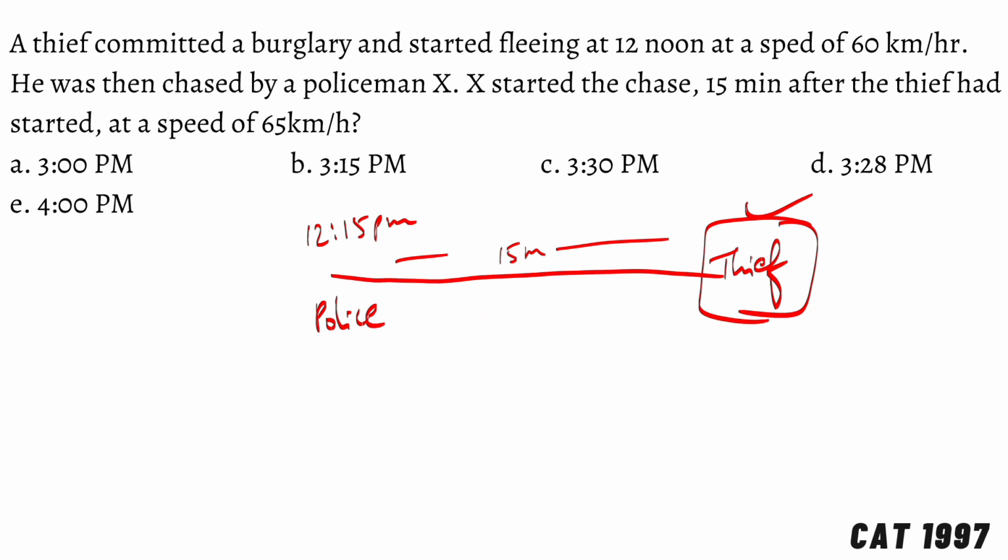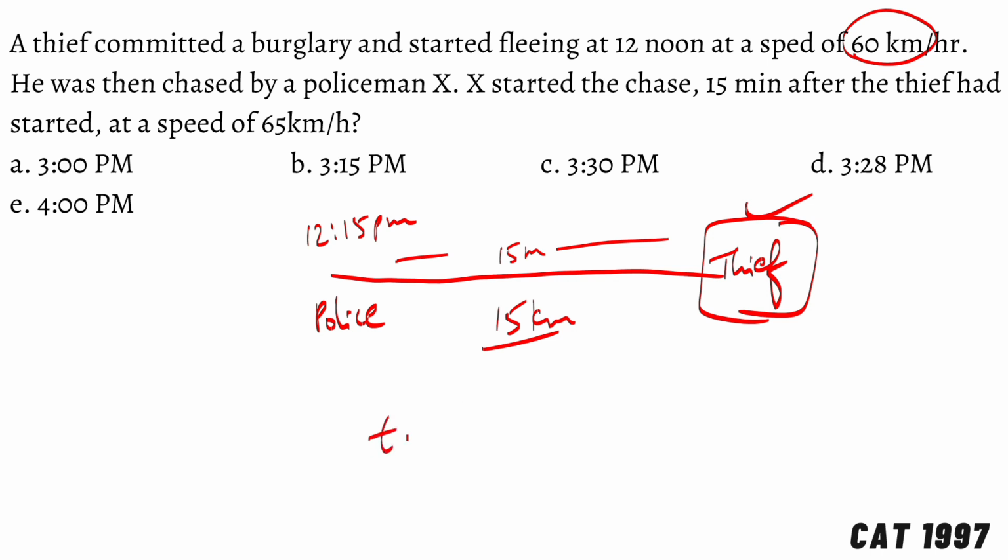How much did the thief cover the distance? He covered 15 kilometers, because his speed is 60 km per hour. So that means for each and every minute he is traveling 1 kilometer. So 15 kilometers he covered already.